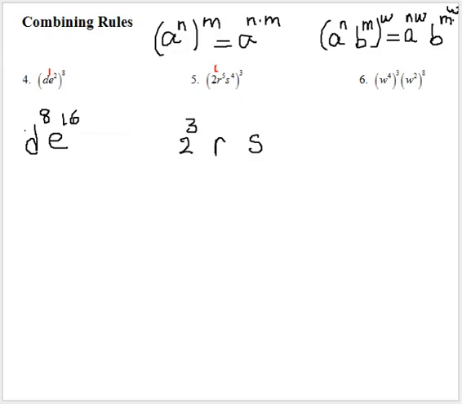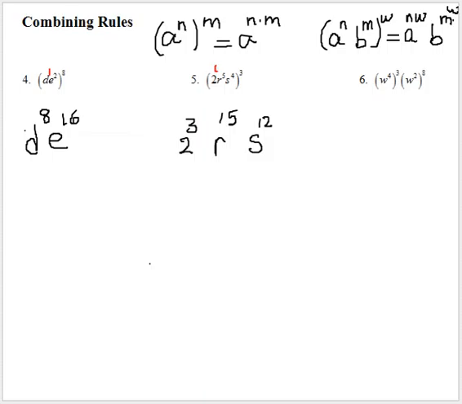3. 1 times 3, 3. Very good. The second one would be r to the power of, what do we have here? 15. You simply multiply them. Very good. And s to the power of what? 12. As simple as that. Do you follow that now? Okay, very good. So let's do the last one then.